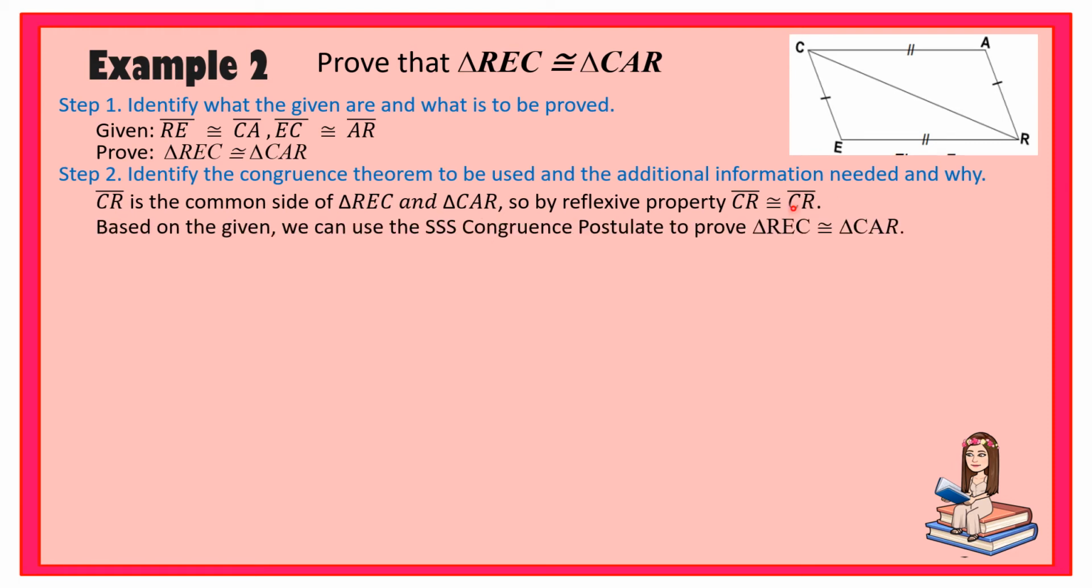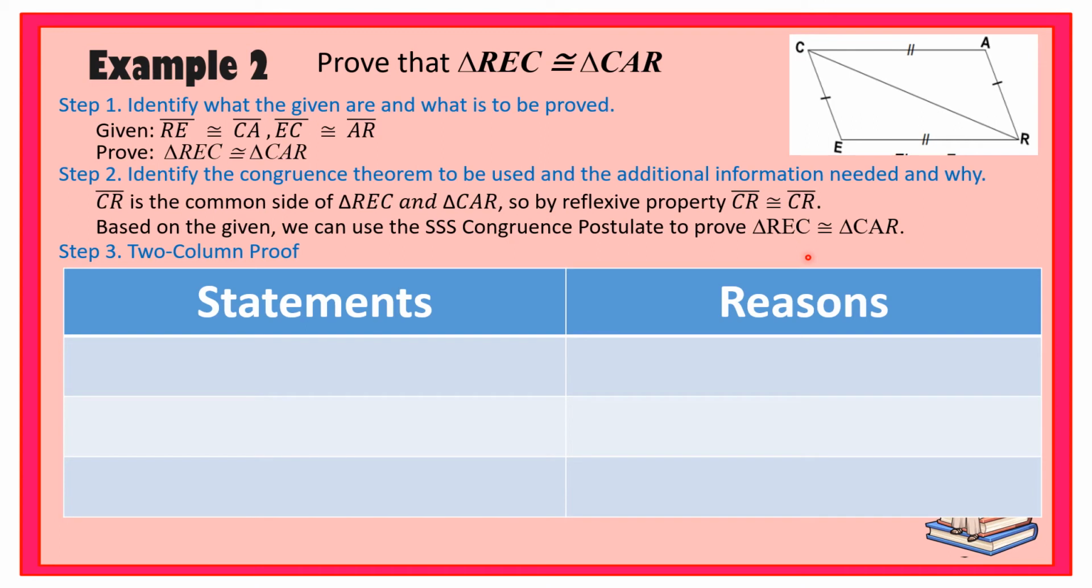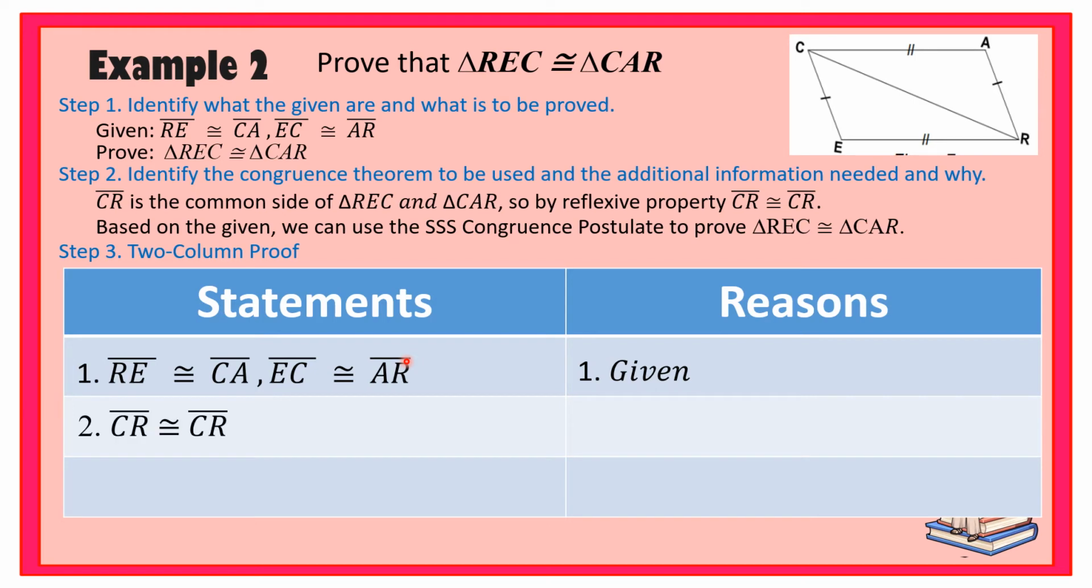That's my plan. And now, based on the given, kung ganun yung aking napaplano, pwede kong gamitin mamaya yung SSS, kasi side, side, side. Para ma-prove ko yung theorem, yung triangles na congruent. Okay, let's now proceed with step 3. The plan is already there. Isusulat na lang natin. Okay, let's have the statements. Of course, ang unang step lagi is the given. So, RE is congruent to CA, EC is congruent to AR. Of course, the reason is given. Next, yung plano natin. Alin ba dyan ang pwedeng congruent? Ito yun. CR is congruent to CR.